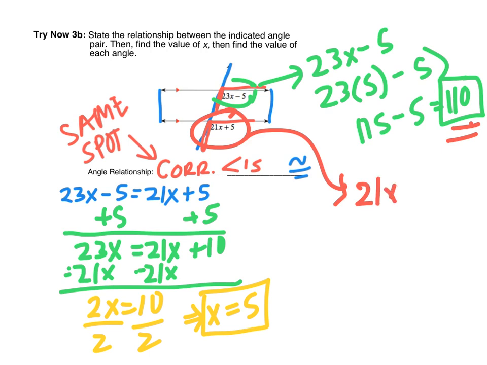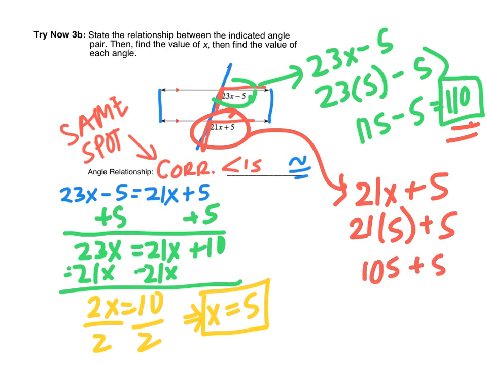So we have 21x plus 5. We're doing 21 times 5 plus 5. 21 times 5 gives me 105. And if I add 5 to that, I get 110 as my final answer, which is great because this guy and this guy, they match, and they should. If they didn't, we would have done it wrong.